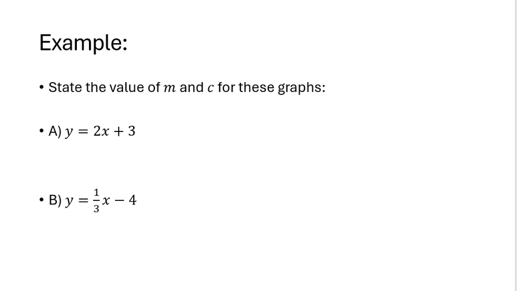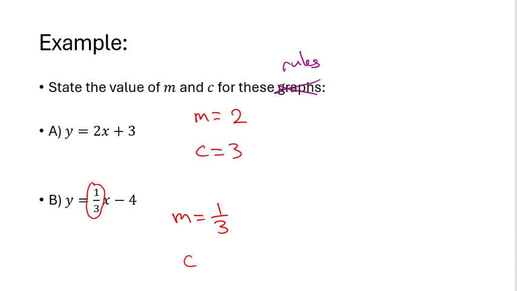So just looking at the rule here, the question says state the value of m and c for these rules. So y equals 2x plus 3. So m is equal to 2, c is equal to 3, just like that. For part B, I have here m is equal to 1/3. It's whatever number is in front of the x there. Doesn't matter if it's a fraction. You just write the whole thing. And then you've got c is equal to -4. Just remember your c value, take the sign with you as well, okay? Take the sign.